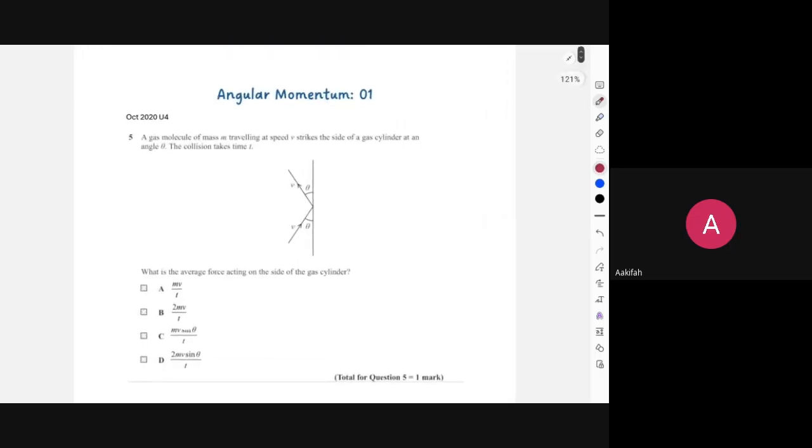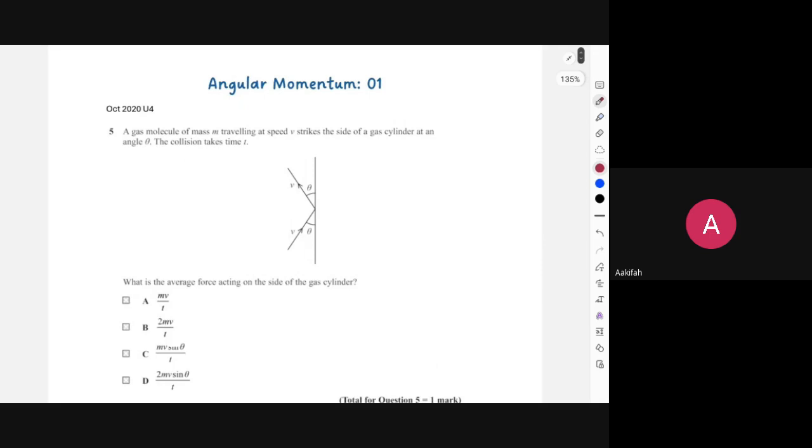First, this is an MCQ. This question says that a gas molecule of mass m is traveling at a speed of v and strikes the side of a gas cylinder at an angle theta, and the collision takes t seconds. That is, the total time duration for which the gas molecule was in contact with the cylinder was t.